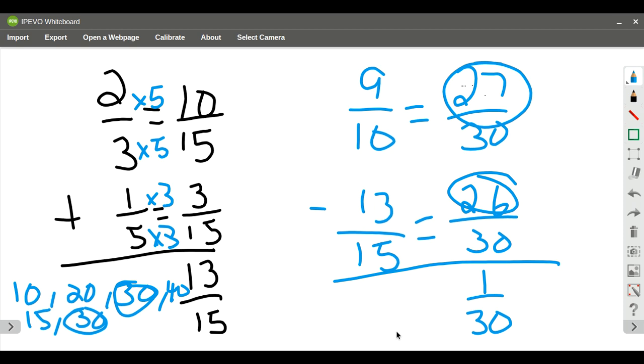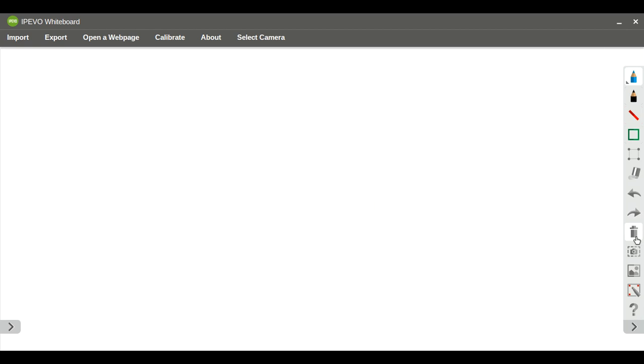So I know that this answer is going to be in lowest terms, or simplified already, because I have 1/30th. It's a unit fraction. Okay. So how could we check to see that this answer is reasonable? One of the things that we could do is round these values. So 27/30ths, I would round to 1. 26/30ths, I would round to 1 and subtract, and I should have an answer near 0. 1/30th is near 0, so it's a reasonable answer.